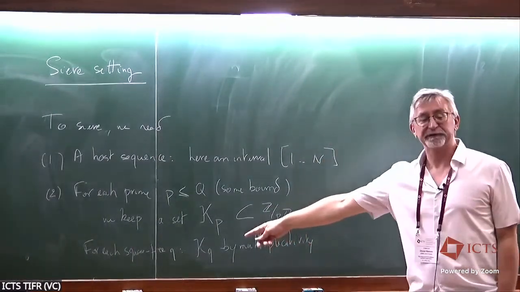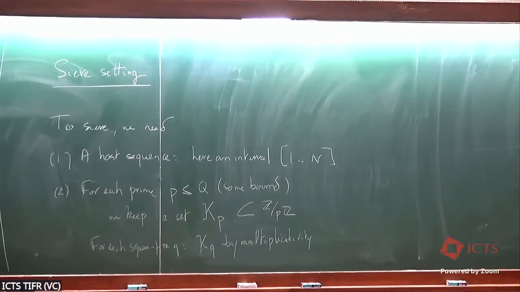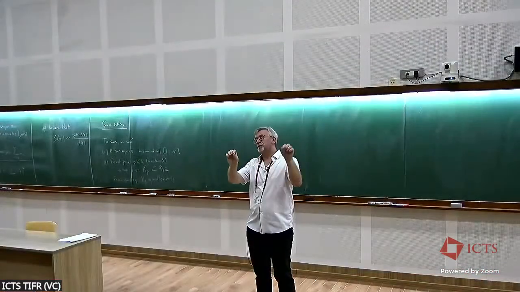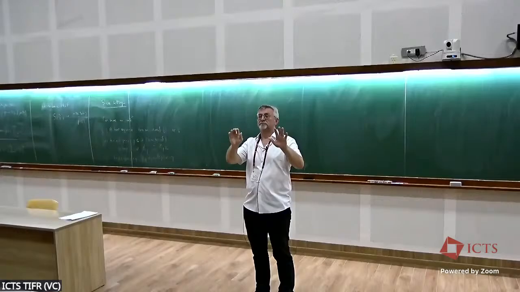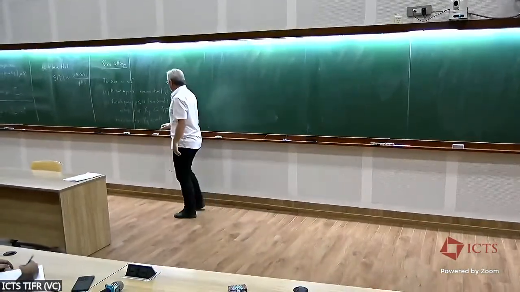So what does it mean that I define the set by multiplicativity? You know q is p1 p2 ... pk. Let's say p1 p2. For K_{p1 p2}, you take the Chinese remainder isomorphism from Z/p1p2Z to Z/p1Z cross Z/p2Z. Here you have K_{p1} cross K_{p2}. Take the reverse image, you get K_{p1 p2}. It means that locally it's the same. That's what I mean by multiplicativity.